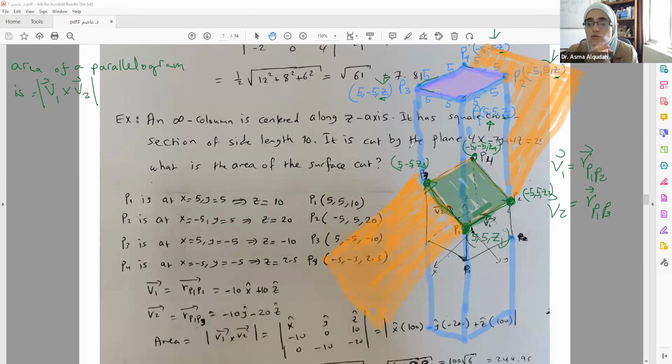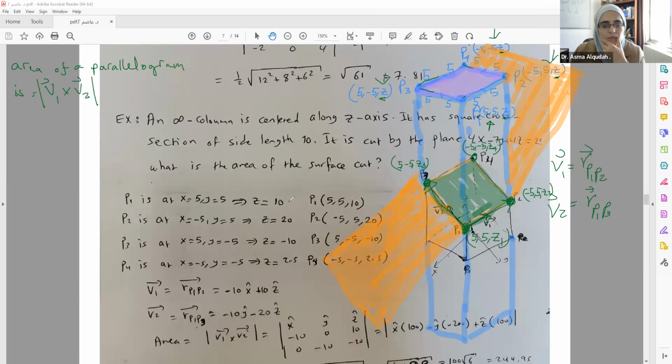Now, how do we find the Z component of each of the 4 points? These 4 points, 1, 2, 3, and 4, lie on the orange plane. If these points lie on the same plane, then they should satisfy the plane equation. So we try substituting each of these points in the plane equation, and then we find the unknown Z.